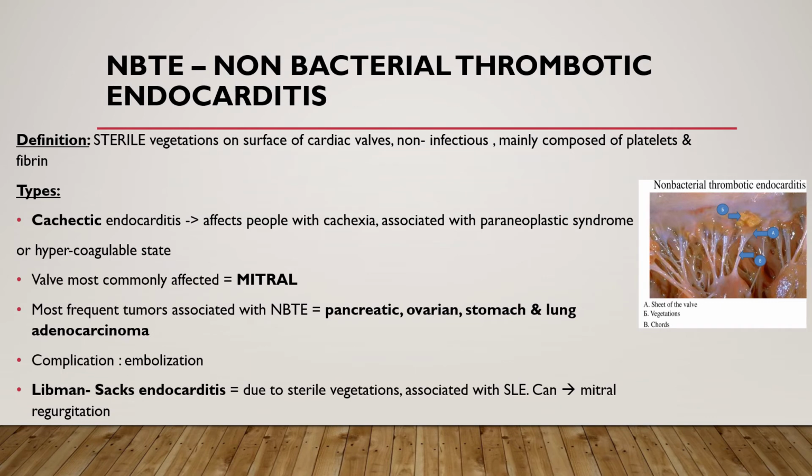Once again, the mitral valve is most commonly affected, and you might be asked which tumors are most frequently associated with NBTE, and these are ovarian, stomach, pancreatic, and lung adenocarcinoma. Major complication is embolization, and we also have Libman-Sacks endocarditis. This is a special type of endocarditis, and it occurs due to sterile vegetations, typically associated with patients with systemic lupus, and it can lead to mitral regurgitation. Please remember Libman-Sacks endocarditis. I know they love to ask about this.